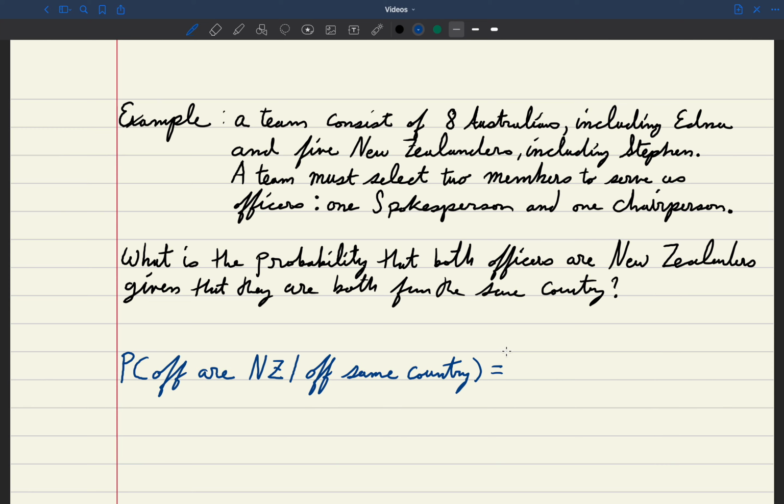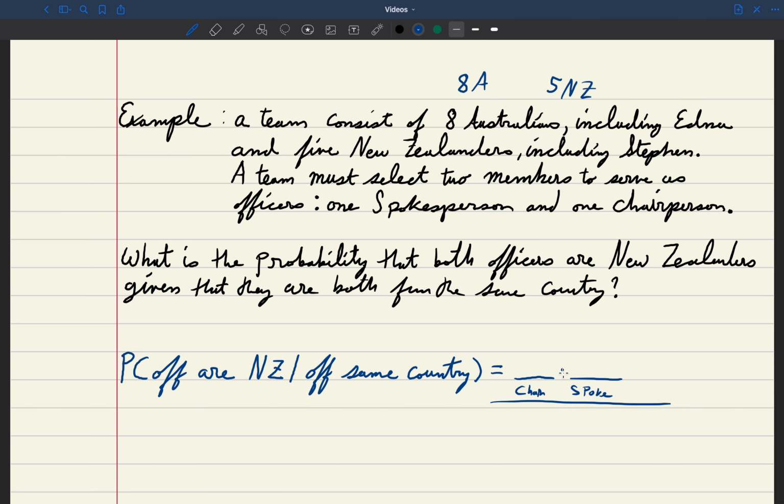So in this breakup, we're not really concerned with Edna and Steve specifically. Now we're just concerned with country. What is the probability that both are from New Zealand, given they're from the same country? So really, we're just breaking it up by country at this time. So I can still use that multiplication principle to break this up. This would still be the chairperson, and this would still be the spokesperson.